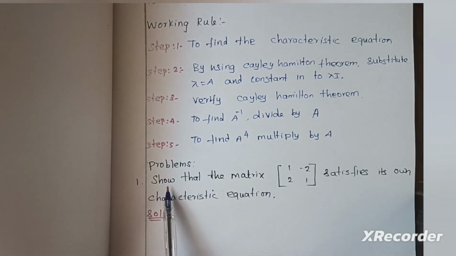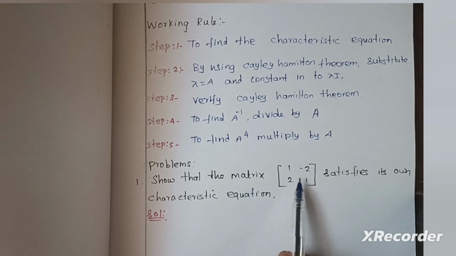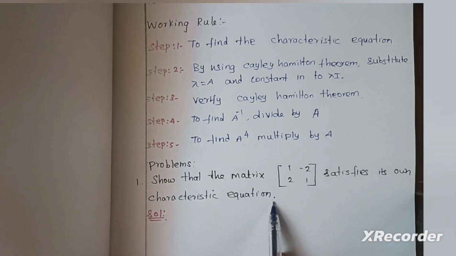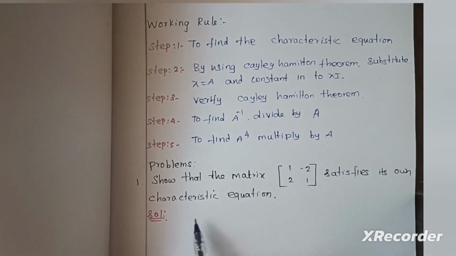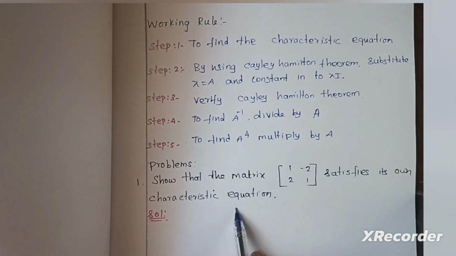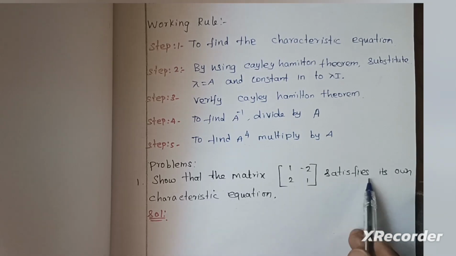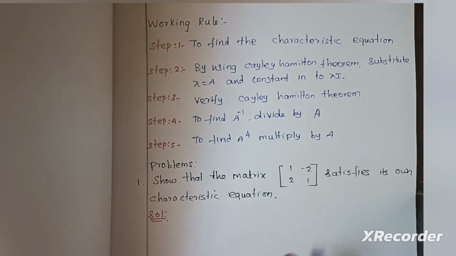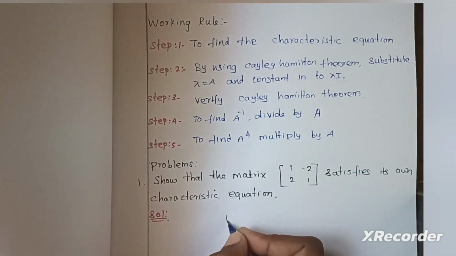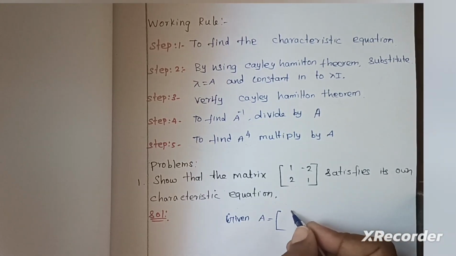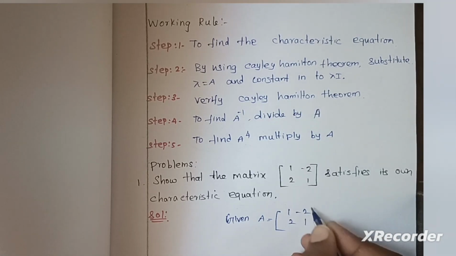First, problem number 1: verify that the matrix 1 minus 2, 2 1 satisfies its own characteristic equation. Which means a matrix is given, and we verify that it satisfies the characteristic equation. The question is like this: satisfies its own characteristic equation means the Cayley-Hamilton theorem. Now let's see, given A equal to 1 minus 2, 2 1.